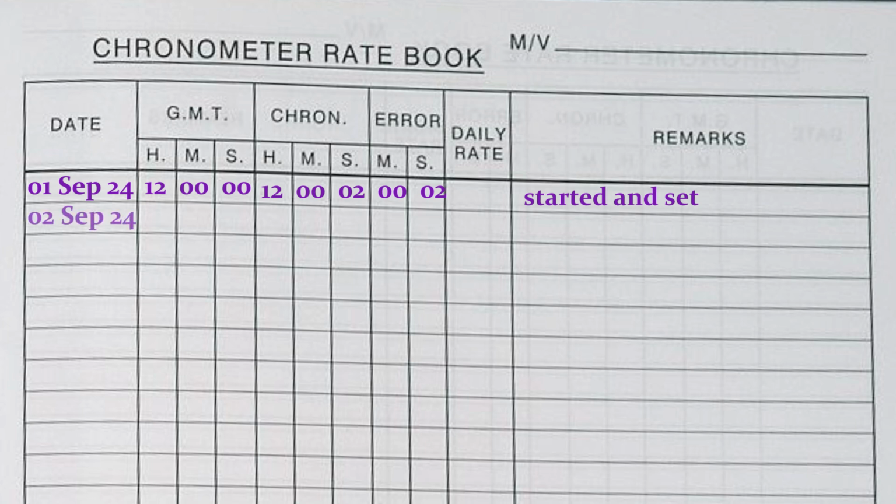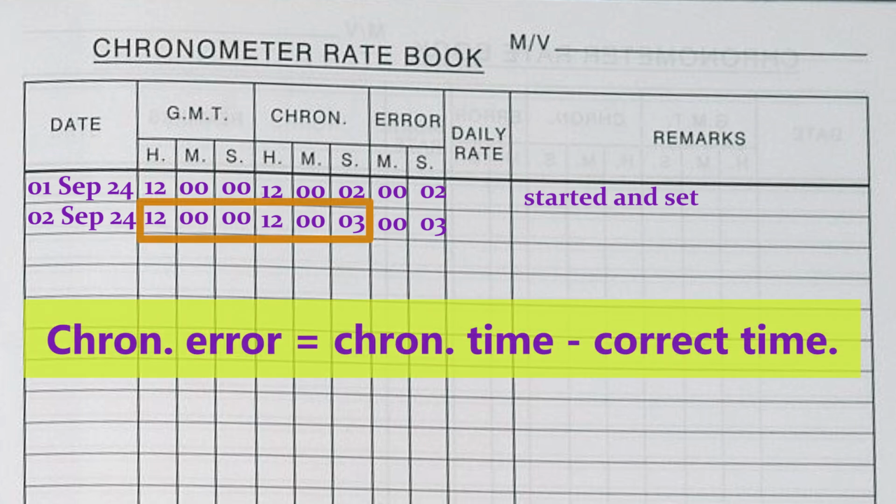The next day, check the chronometer at the same time. The correct time is 12 hours 0 minutes and 0 seconds. Then enter the chronometer time, 12 hours 0 minutes and 3 seconds. The chronometer error is expressed to an accuracy of 1 second and is found by using the formula chronometer error equals chronometer time minus correct time. Here the chronometer time is 3 seconds later than GMT. You can write in the remarks that it is fast.